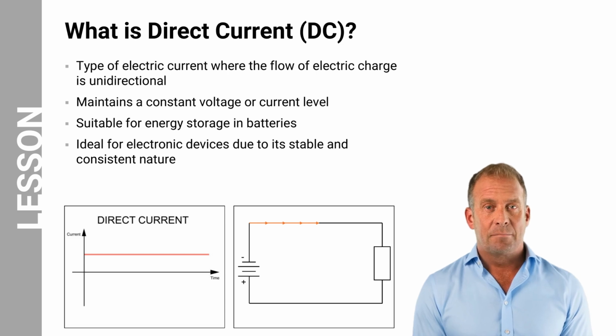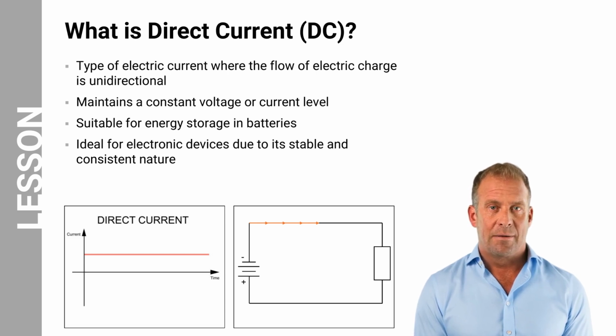Now, why is DC particularly suitable for energy storage and batteries? Batteries are designed to hold and release energy, and the steadiness of DC makes them ideal for this task. When you charge a battery, you're essentially storing DC energy that can be later used to power devices, from your smartphone to an electric vehicle.